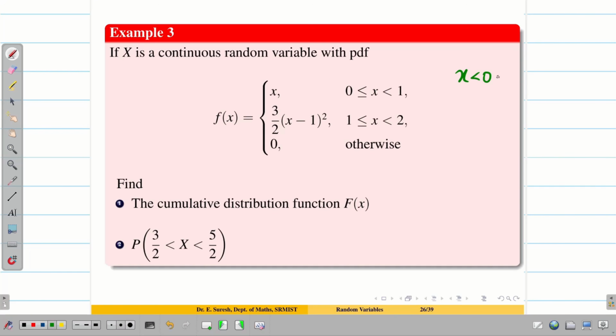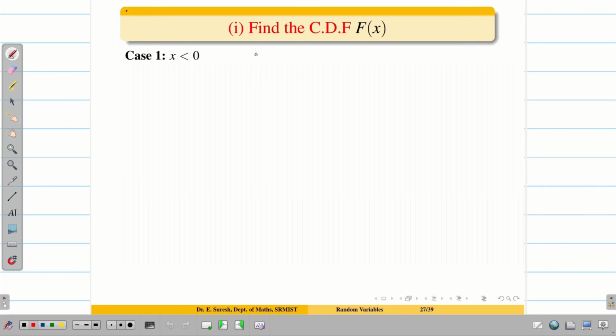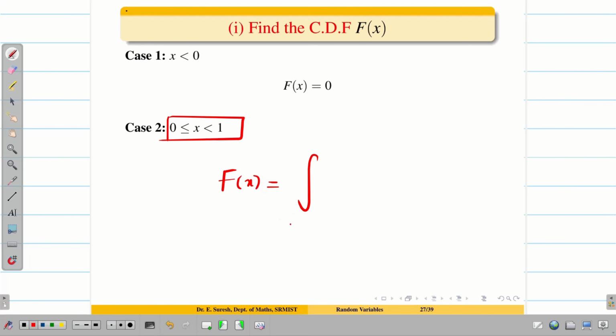So when x is less than 0, it is 0, and the next interval of x is between 0 to 1, the next one is between 1 to 2, and finally we have x greater than or equal to 2. For each interval, we have to find the corresponding CDF from the given PDF. And we know that capital F of x always lies between 0 and 1. So the first case, when x is less than 0, my capital F of x is 0. So it is done.